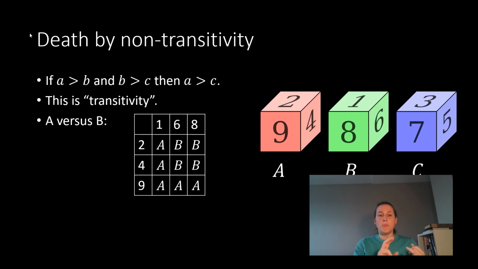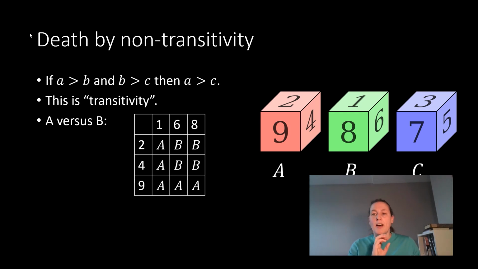In this table, the rows are labeled by what A could throw, 2, 4, or 9, and the columns are labeled by what B could throw. If A throws a 2, A will beat B if B throws a 1, but otherwise B will win. If A throws a 4, 4 beats 1, but otherwise B wins. If A throws a 9, though, 9 beats everything on B, so 9 will win. So if you look, 5 of the 9 possible outcomes are good for A. So A wins 5/9 of the time. That's more than half the time, so we can say that A beats B. Okay, we can do this again.